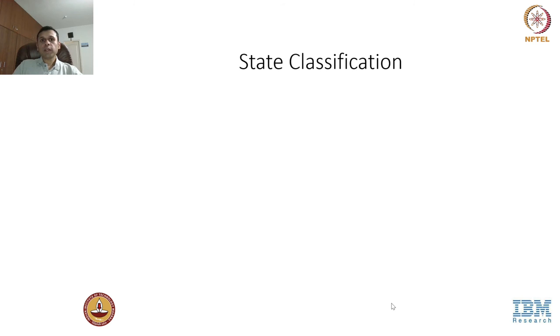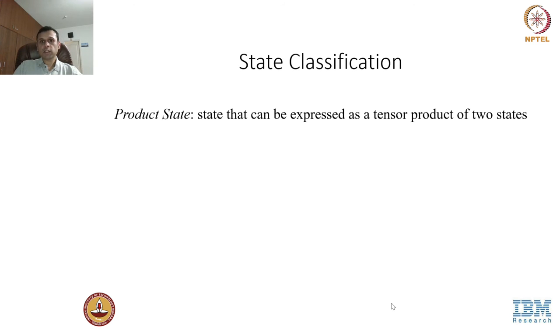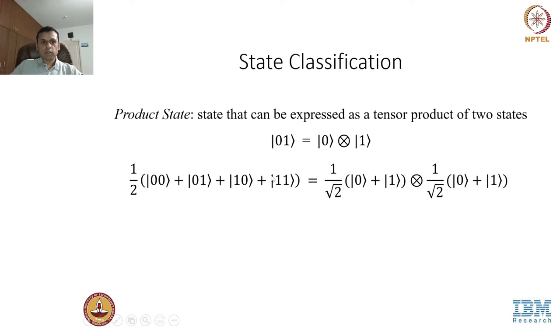All right. So how can we classify multi-qubit states? It turns out there's a simple binary classification. Some states can be expressed as the tensor product of two states, as you've already seen, and we call them product states. So the state 0, 1 can be represented as the tensor product 0 times 1. And if you multiply these two quantum states using the tensor product, you'll find that you get this particular state. So this bipartite state, it turns out, can be expressed as the tensor product of these two single-qubit states. In this case, these are both plus states. So you have a plus state tensor product with a plus state produces the state that you see here.